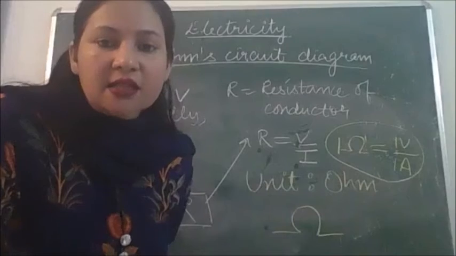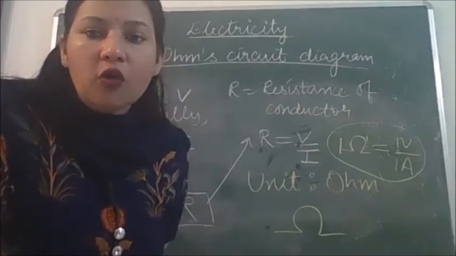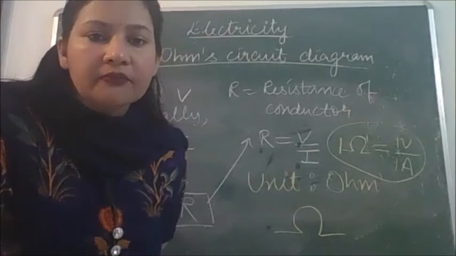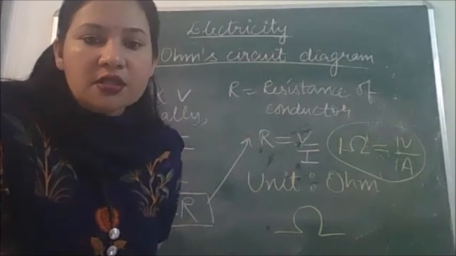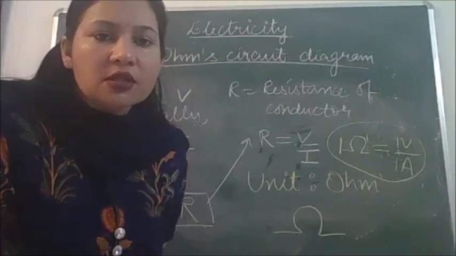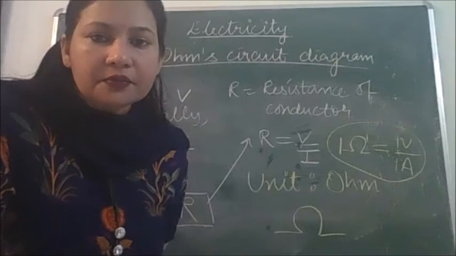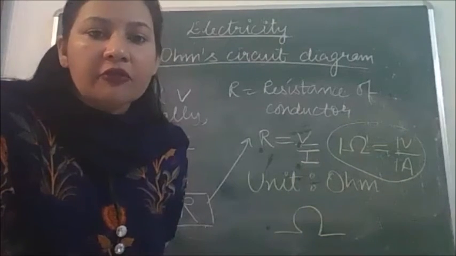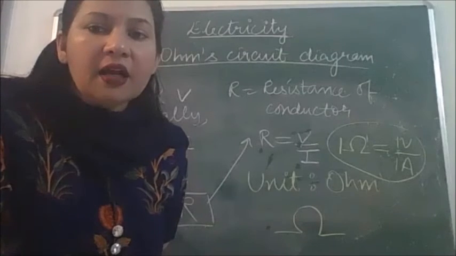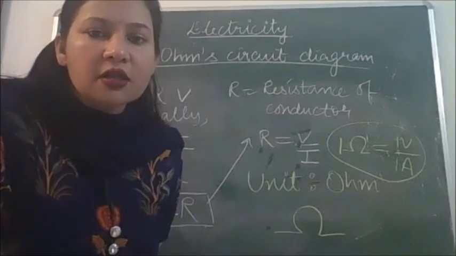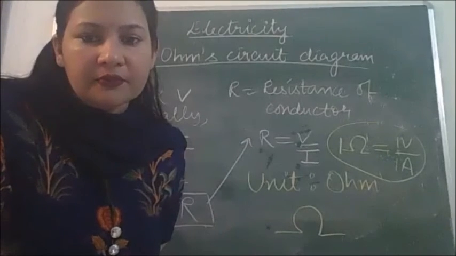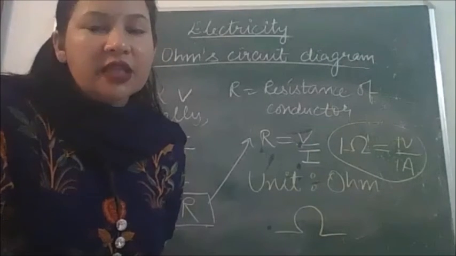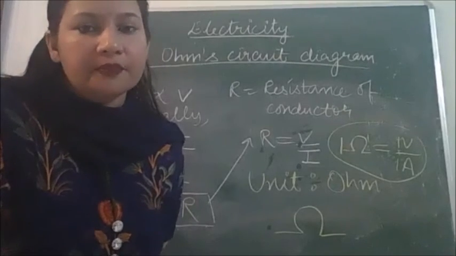So write down the definition of 1 ohm. 1 ohm is the resistance of a conductor through which 1 ampere of current flows on maintaining a potential difference of 1 volt between its ends. So that is the definition of 1 ohm.